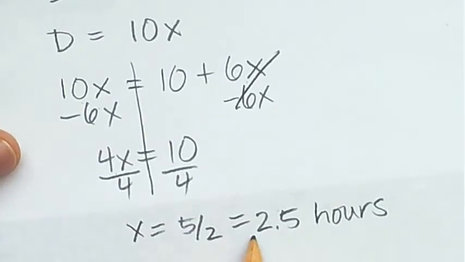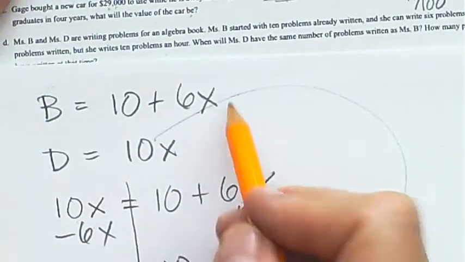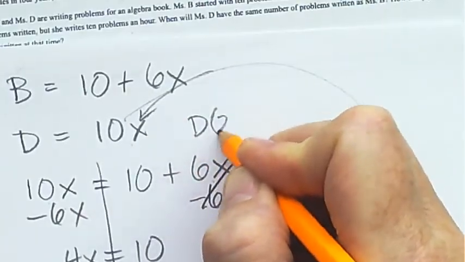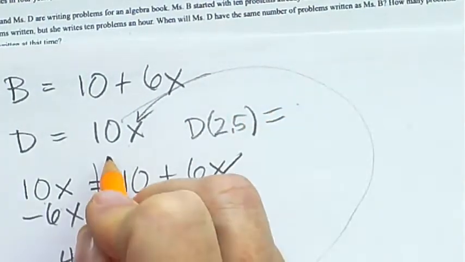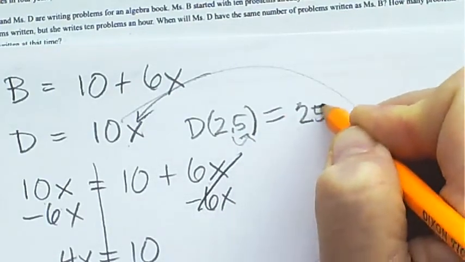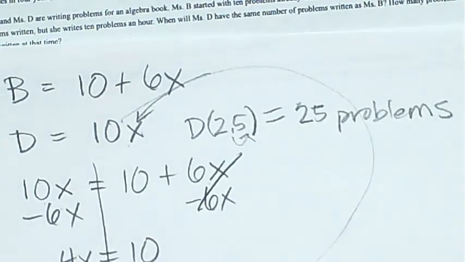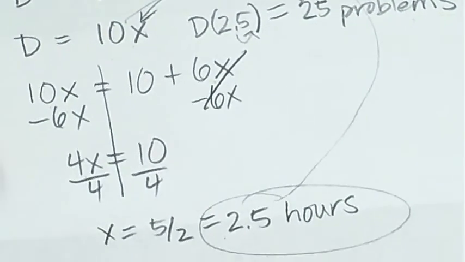How many problems would that be? Let's just plug in 2.5 into either one of these. If I plug it in right here, then Miss D at 2.5 hours would be 2.5 times 10, just move the decimal point 1 to the right, 25 problems. So after 2.5 hours, they'll have the same amount of problems, and it would be 25 problems.